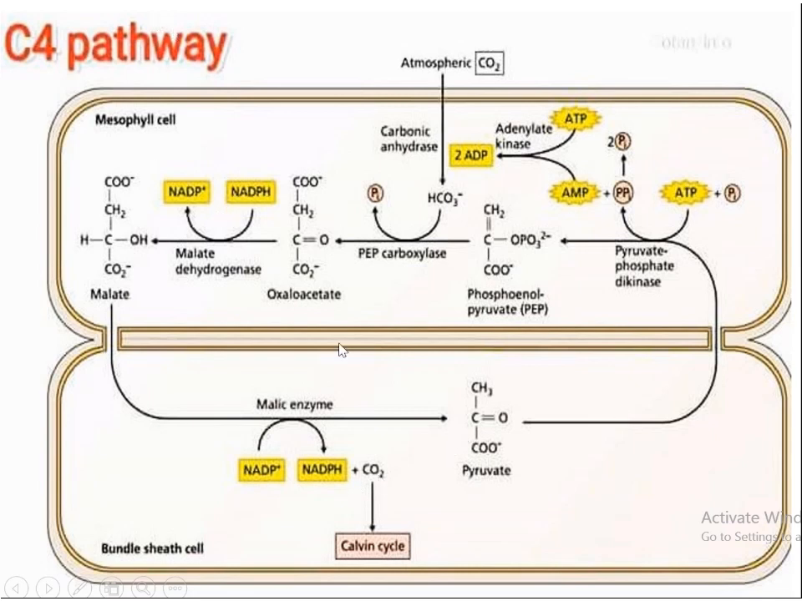This C4 pathway has two parts. The first part takes place in the mesophyll cell, and the second part takes place in the bundle sheath cell. It has two carbon dioxide fixation steps. One carbon dioxide is fixed in the mesophyll cell phase, and another carbon dioxide is fixed in the bundle sheath cell.